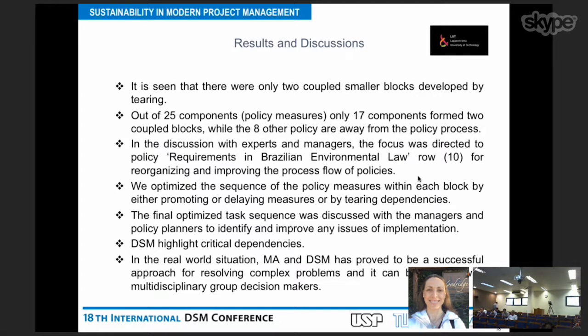Then out of 25 components, which are policy measures in this case, we have found only 17 components in the two coupled blocks. In the discussion with experts and managers, the focus was directed to this policy of environmental Brazilian law for reorganizing and improving the process. Next, the final optimized task sequence was discussed with the managers and policy planners to identify and improve the issue of implementation.